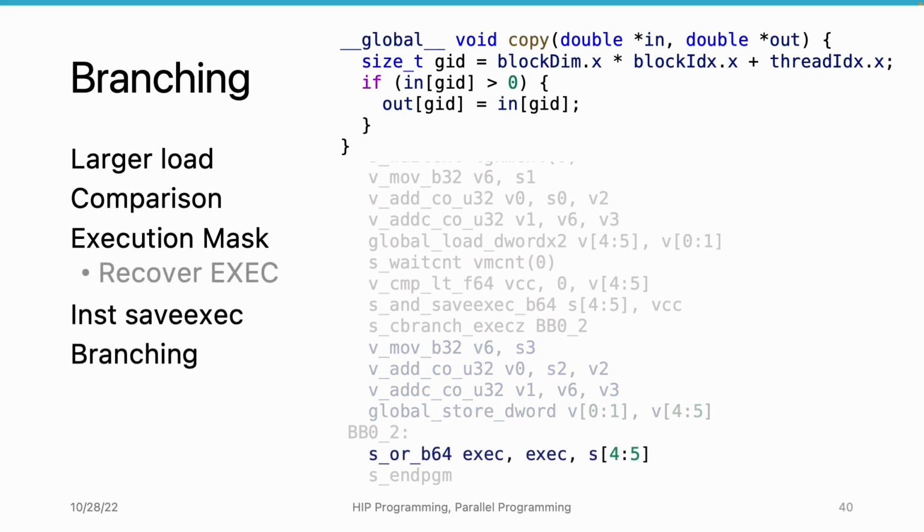Then finally, we see this S_OR_B64, an operation that recovers the execution mask. In this particular example, we don't have any other instructions, but if we have other instructions, we need to continue to execute. So we need to recover the execution mask that is stored in S4 and 5.